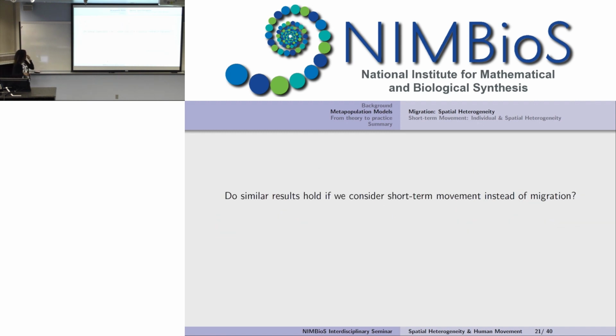So then we got to thinking about whether similar results would hold if we considered different types of movement. What if we consider short-term movement instead of this long-term migration? And are there other types of heterogeneities that might produce similar patterns? One of my collaborators was looking at individual-based models that had short-term movement, and there was already evidence in there that similar patterns were emerging, as far as this non-monotonic relationship between metrics for prevalence and the reproduction number. So we wanted to explore this a little bit further in a systematic way.